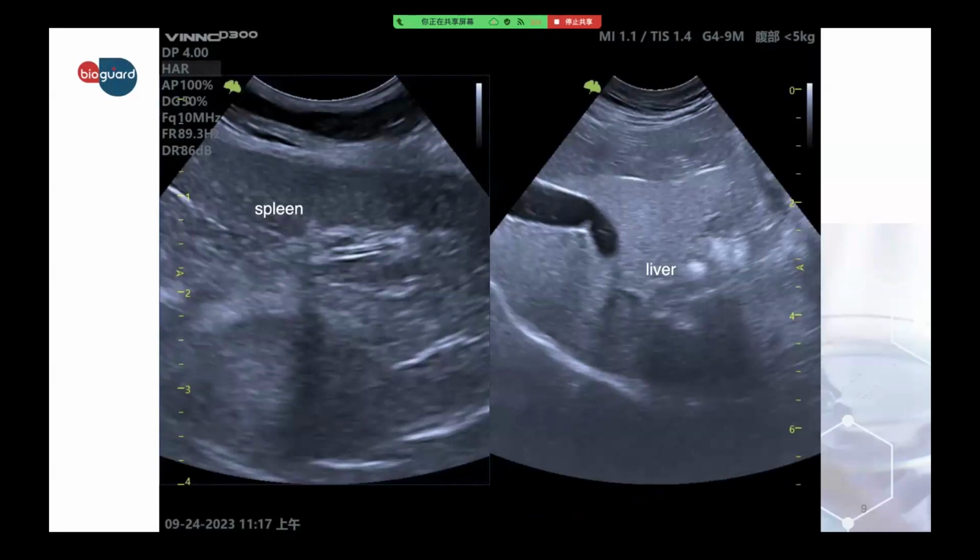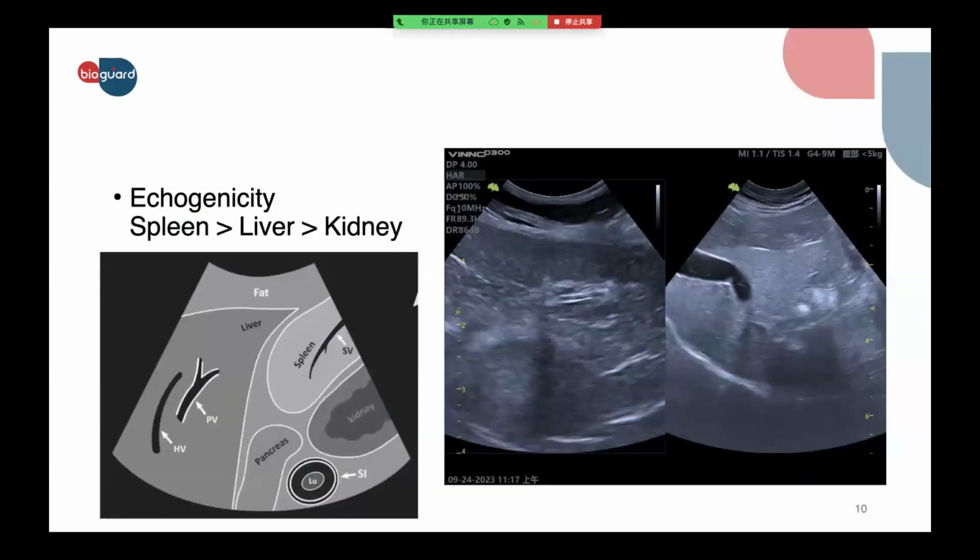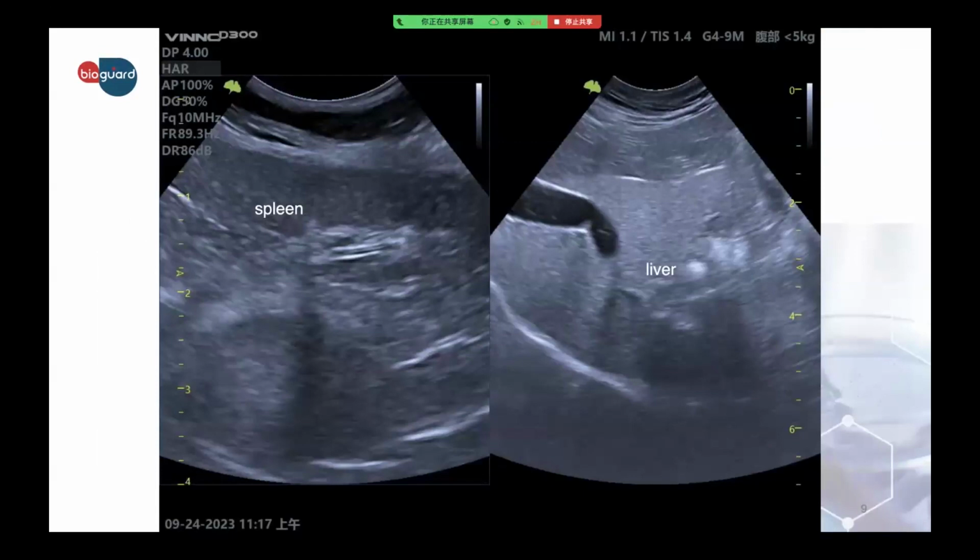Why would the echogenicity of the liver be important? So commonly, what is the normal echogenicity of the abdomen in a cat? The highest would be the spleen, and the liver would be a little bit lower, and then the cortex of the kidney. In this case, Captain, the echogenicity of the liver is much higher than the spleen. So the primary diagnosis for this case would be hepatic lipidosis.